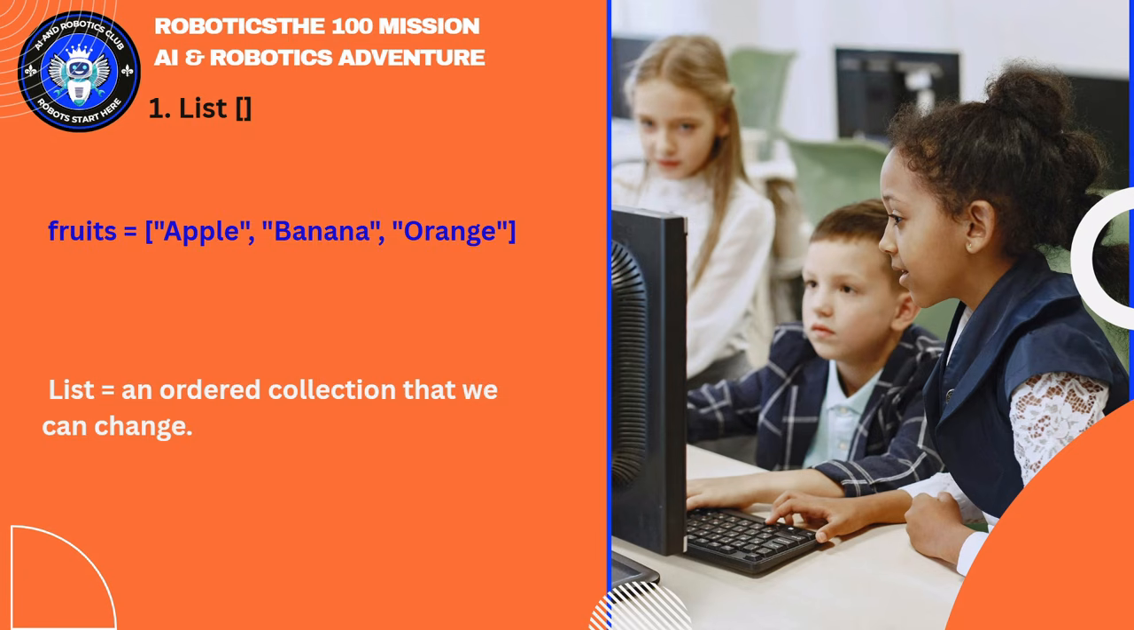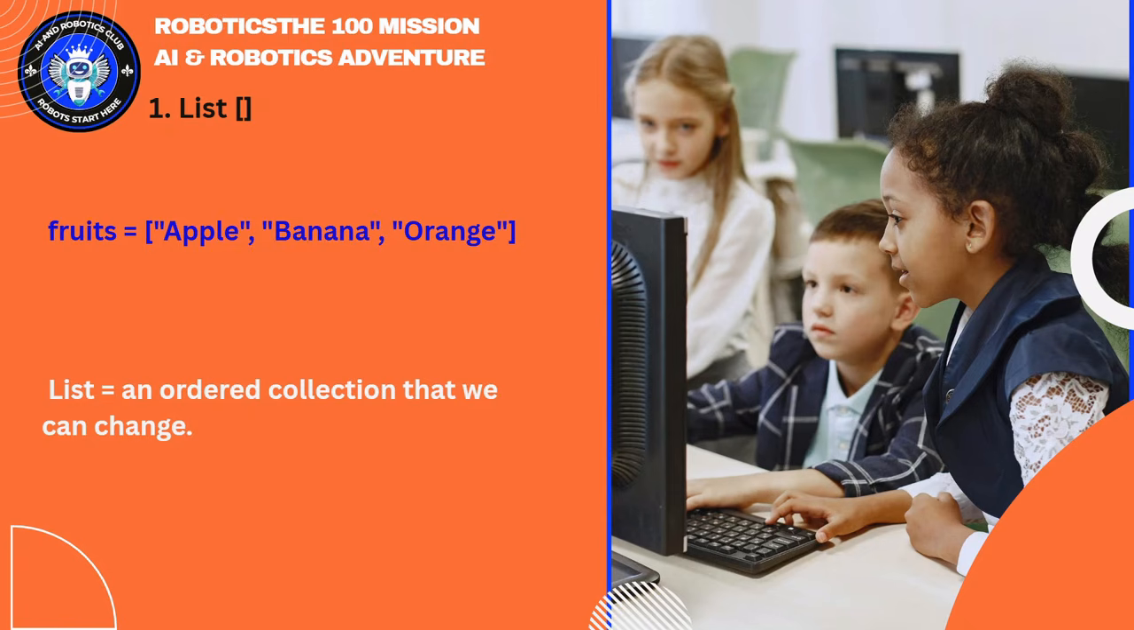What is a list? List is spelled L-I-S-T. A list is used when we want to store multiple items together. For example, fruit equals apple, banana, orange. Here fruit is one variable containing 3 items. We can access individual items using their position. For example, if I want to print fruit 0, the result is apple, and print fruit 1 gives us banana.